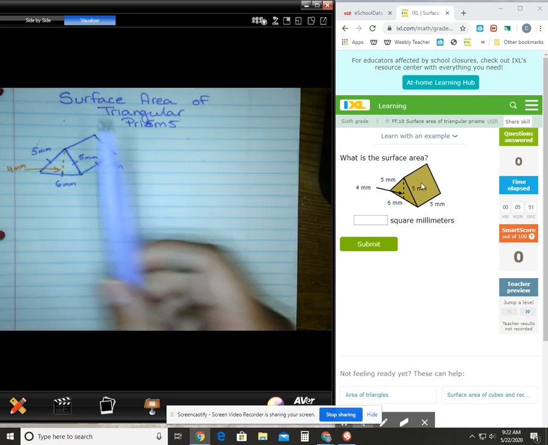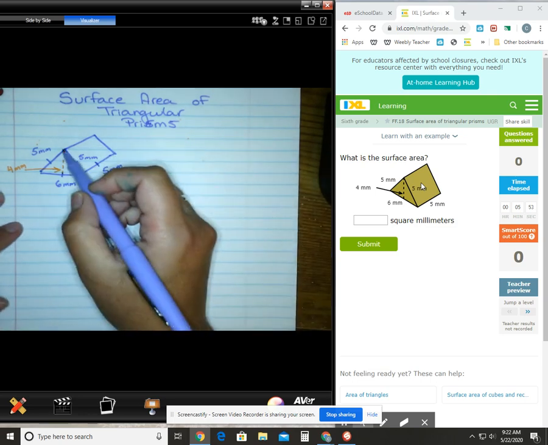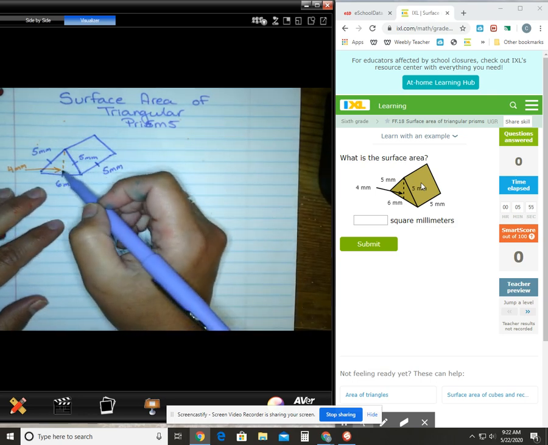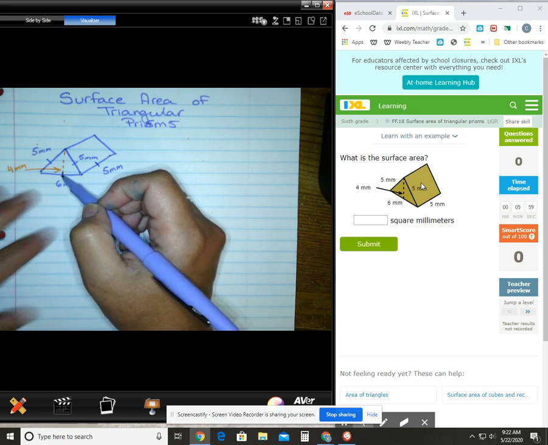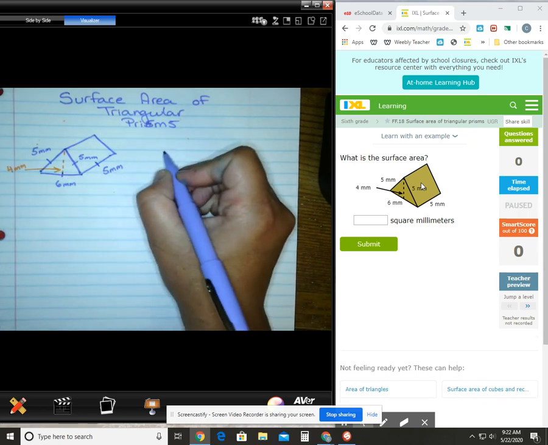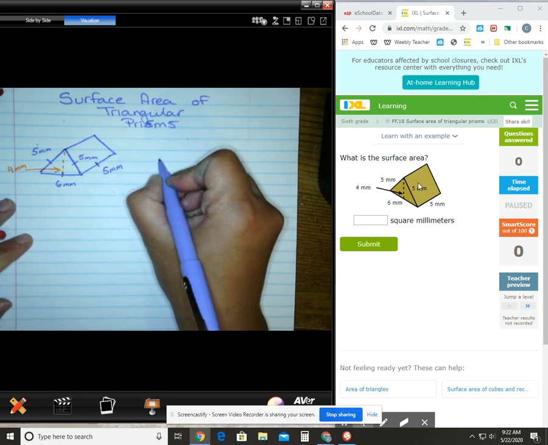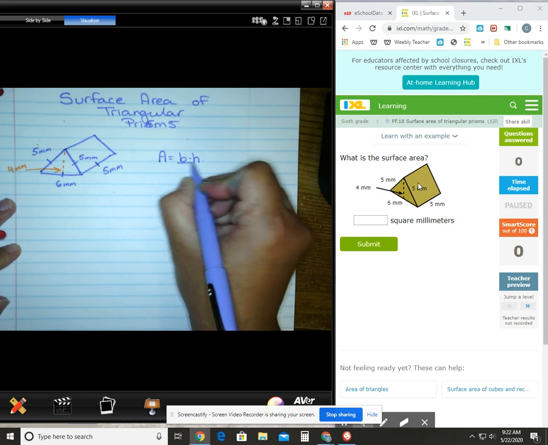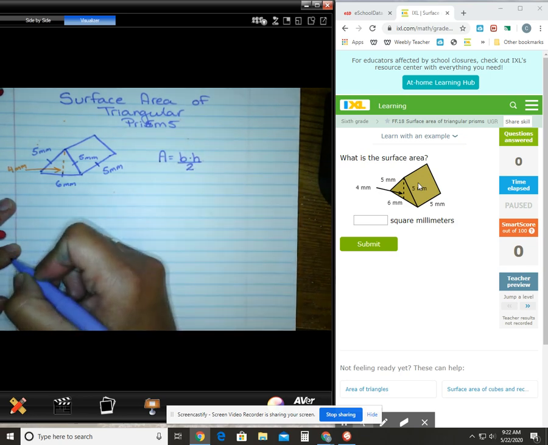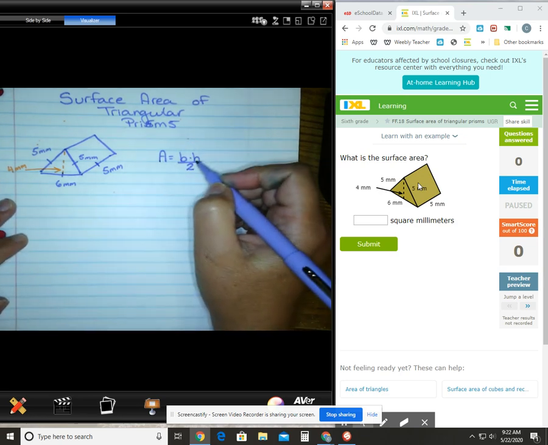What am I going to do? The first thing I'm going to do is find the area of my triangles. And remember that I have 2 of them. So how do I find the area of a triangle? Remember, I have a formula. Area is equal to the base times the height, and we divide that by 2. Okay, so I write down my formula.